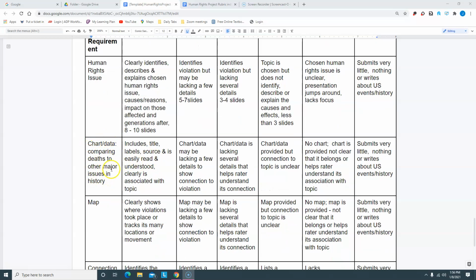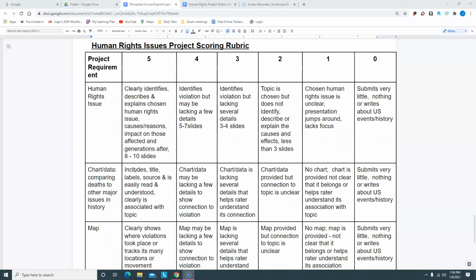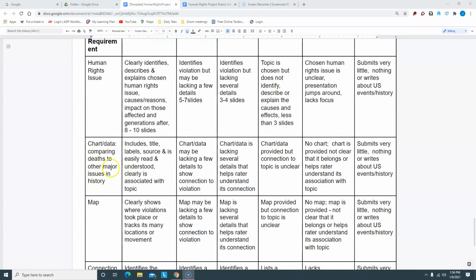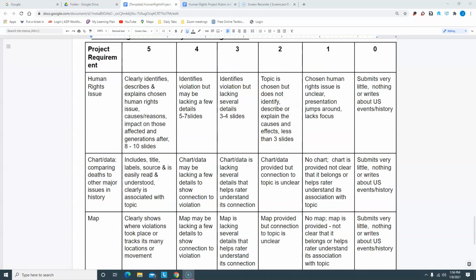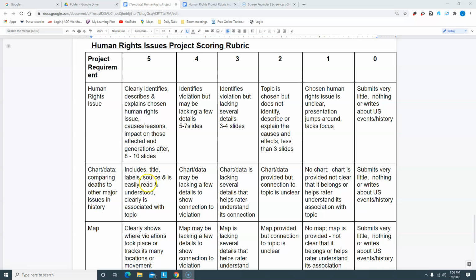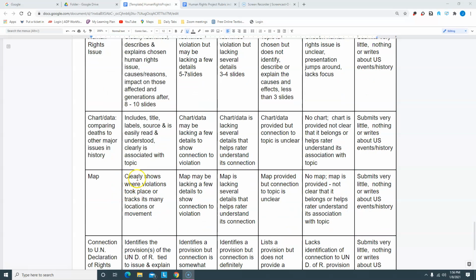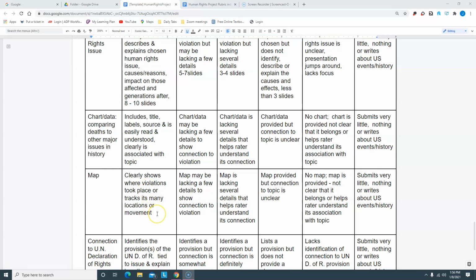Here's your chart and data, which I told you up above that you need. Does your chart include the title, the labels, the sources? It's easily read and understood, and it's clearly associated with your topic. That's for full credit. A map. Does your map clearly show where violations took place and track its many locations or movements?